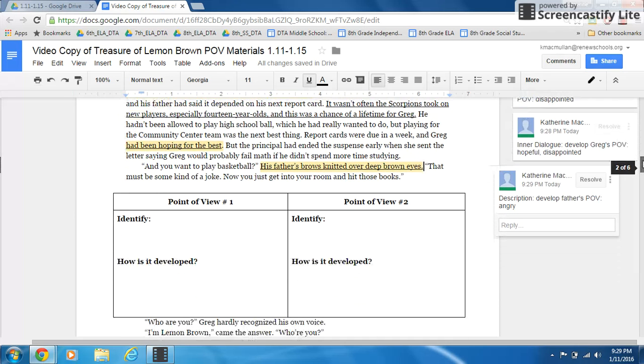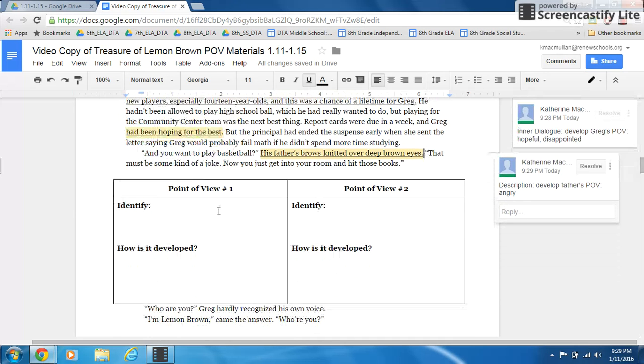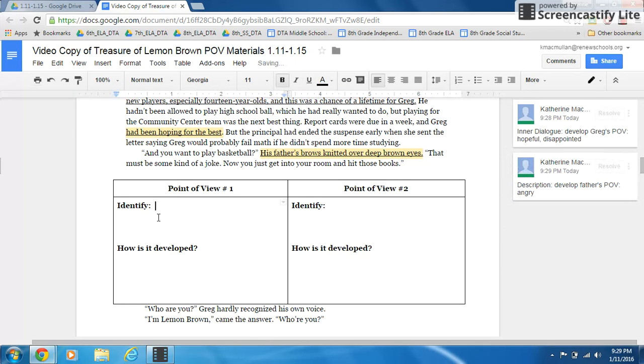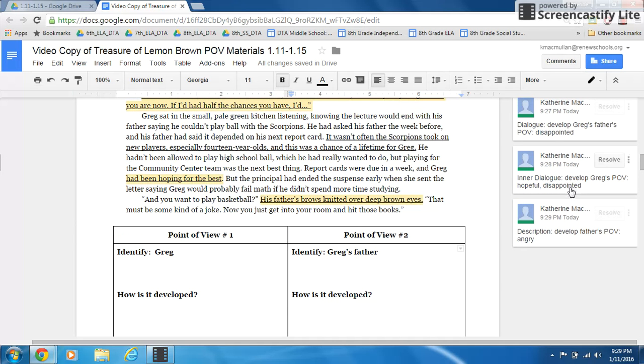So we're looking at 2 points of view here. We're looking at Greg, and we're looking at Greg's father. Now, what we want to do is not just identify who it is, but what is their point of view. So what we have here is that Greg is disappointed because he was hopeful that he would be able to play.